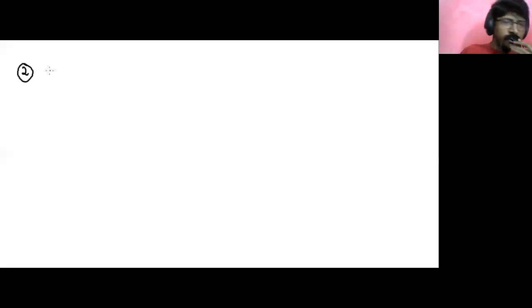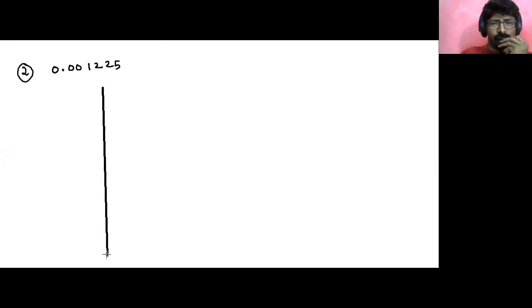Okay, students, now the next number we have to find the square root of 0.001225. Now, how to do this? Look at this. It's a very simple and very interesting sum, guys. Once again, how to make the pairs? That's like the first thing, isn't it?